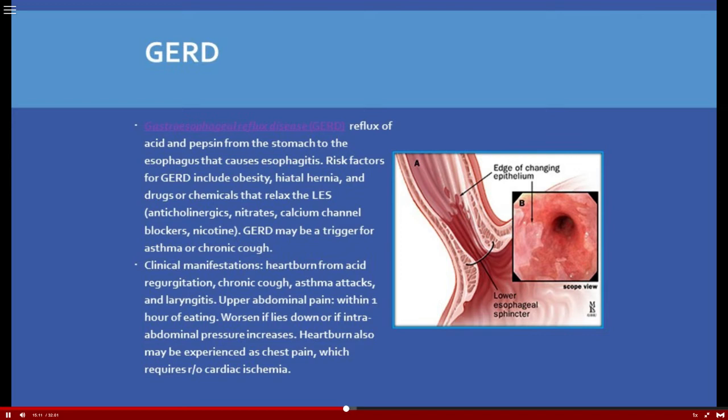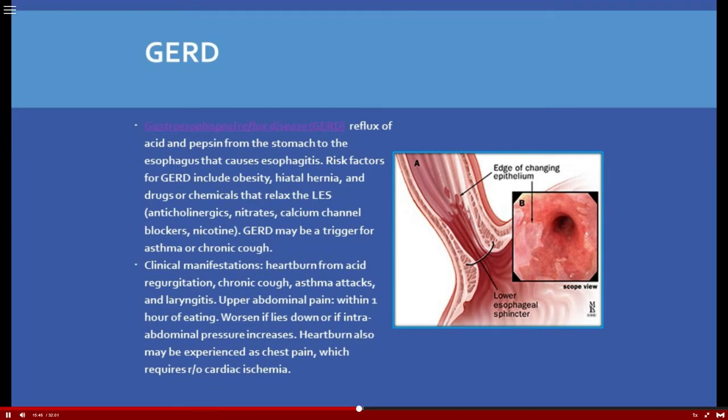And there's also other things they can do, such as some of the risk factors are obesity. So we want to try and get them to lose that weight. The other risk factor is smoking. So nicotine can cause that loosening of the LES, which is that lower esophageal sphincter. And so medications, anticholinergics, calcium channel blockers, those can cause that reflux disease as well. Also, we know that GERD can trigger an asthma attack and, of course, that chronic cough.